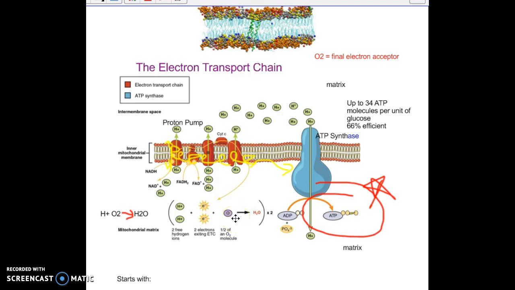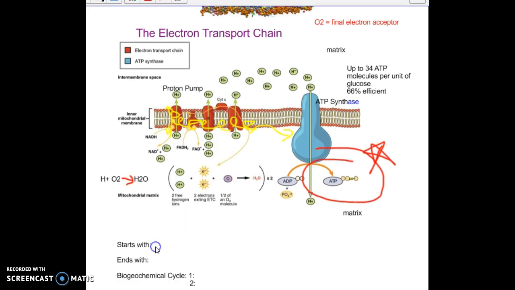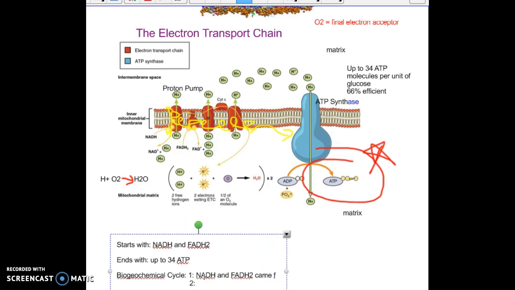So you made it! Hooray! So let's do the start switch really quick. So I started with NADH and FADH2, and I ended up with up to 34 molecules of ATP. So the NADH and FADH2 came from the Krebs cycle, and the ATP is used throughout the cell.